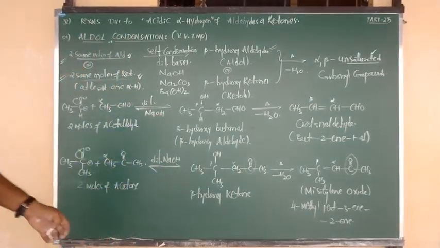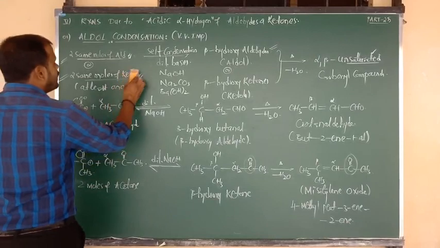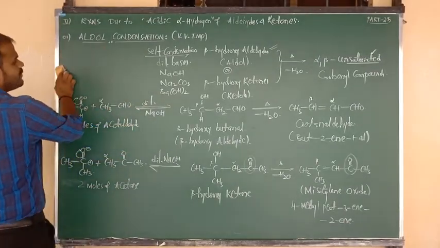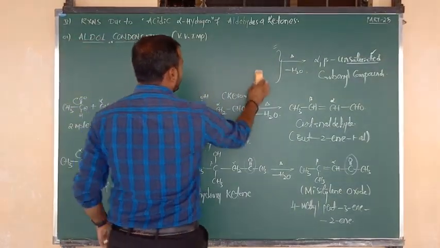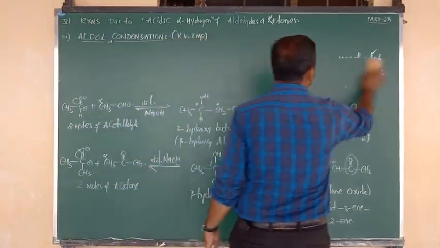So already you know the answer very well. Which type of aldehydes? The aldehydes and ketones which do not contain acidic alpha hydrogen. Okay, now they won't undergo what? Aldol condensation.